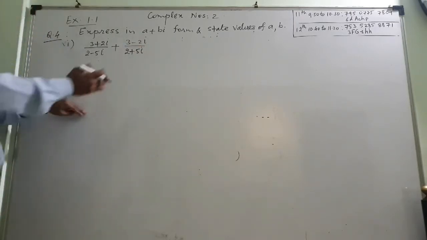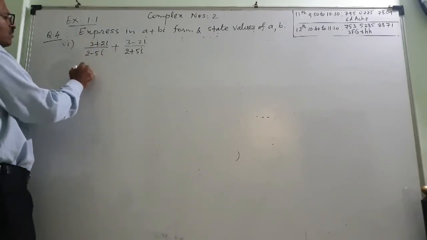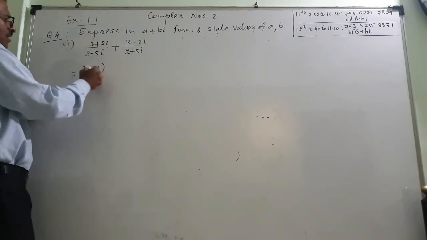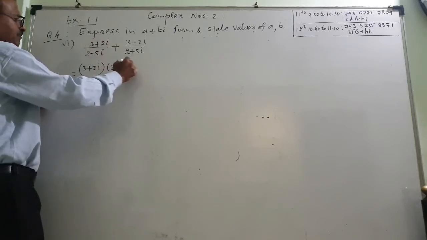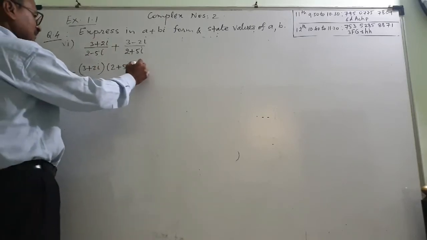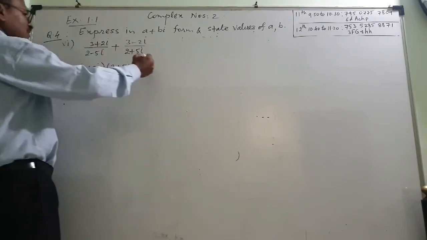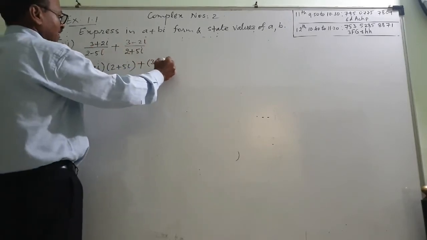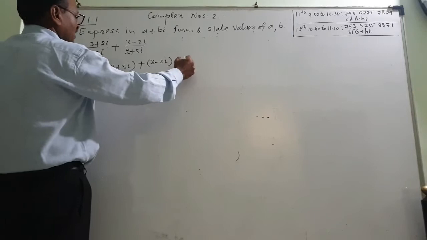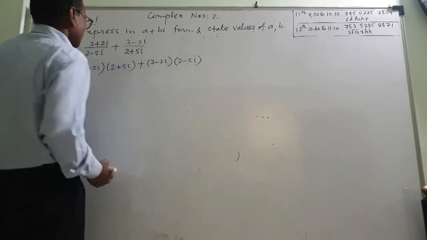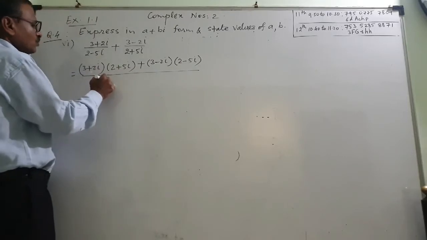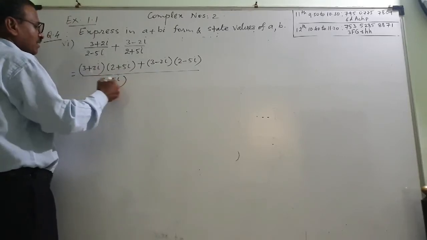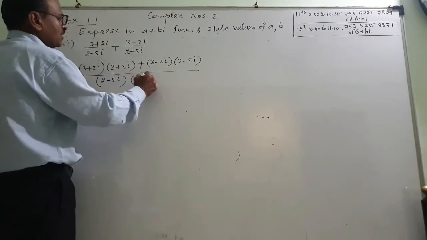Here do the cross multiplication. This is equal to 3 plus 2i into this 2 plus 5i. Now plus this into this. This is 3 minus 2i into 2 minus 5i. Now in the denominator, the product of these two, 2 minus 5i into another bracket 2 plus 5i.